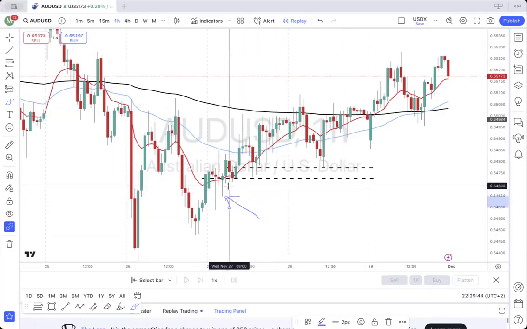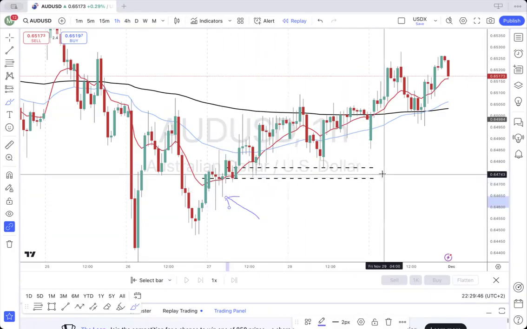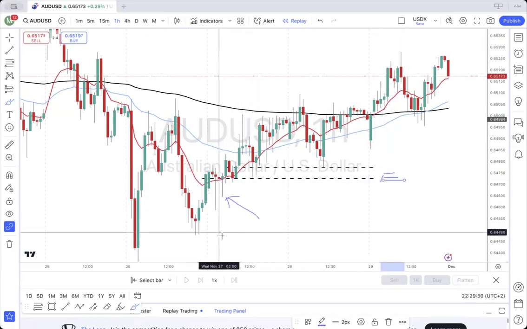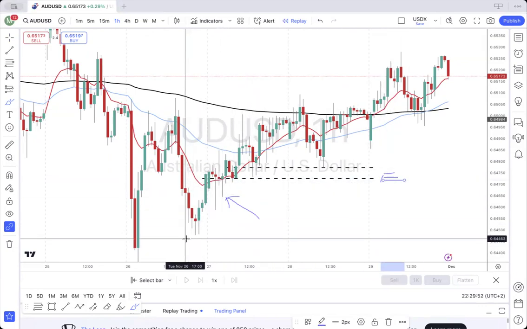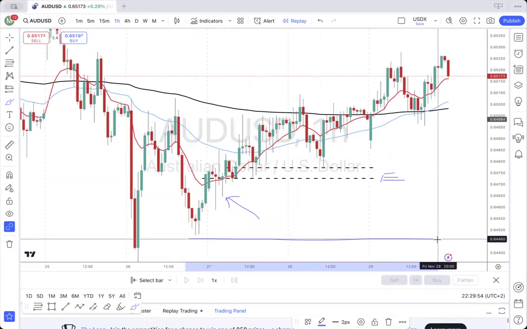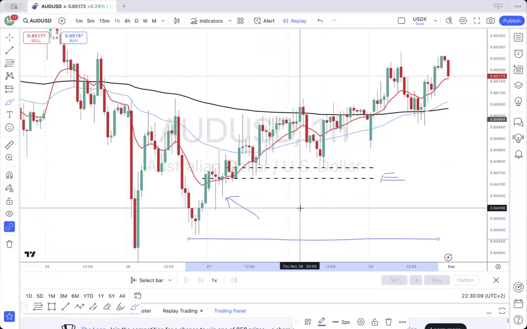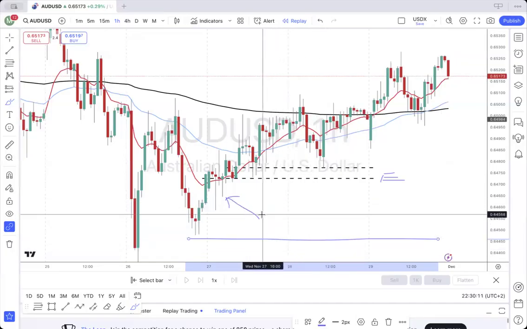And if you had entered here on my first entry, I can guarantee you that your stop loss was originally going to be here. If you want to put it there, it was going to be there. So either way, it wasn't going to be touched. Your stop loss was going to be far, far, far away from your entry. And that's not too much.